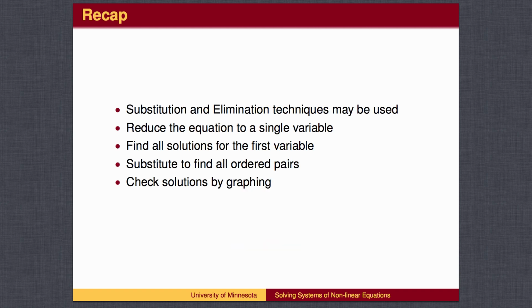To recap, the techniques to solve equations are the same as with one variable. Both the substitution and elimination methods may be useful to reduce the equation to one variable. We then solve the equation to find all the possibilities for one variable, substitute to find the values of the other variable to complete the ordered pairs. Knowledge of the graphs can help verify the answers.